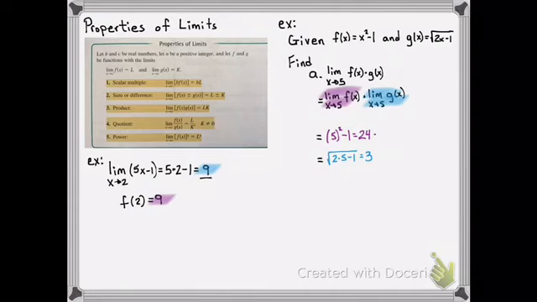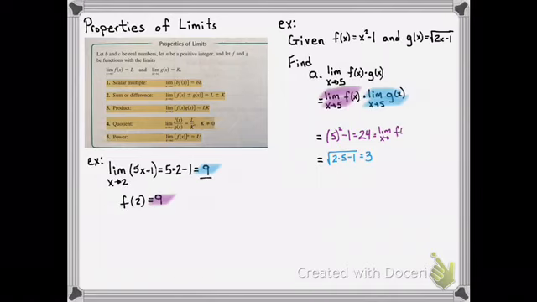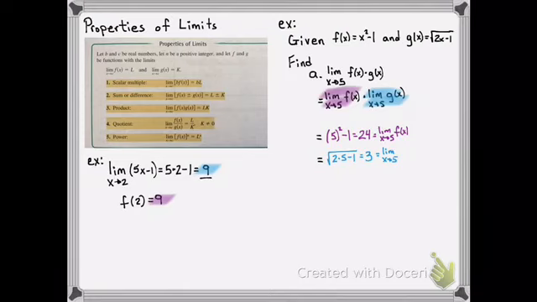24 is the limit as x approaches 5 of f of x. We need that 5 in there. There we go. And then the other one, I need to write that one out as well. That is the limit as x approaches 5 of g of x. So by getting those two individual limits, now we can answer the question that we were originally posed. What is the limit as x approaches 5 of f of x times g of x?